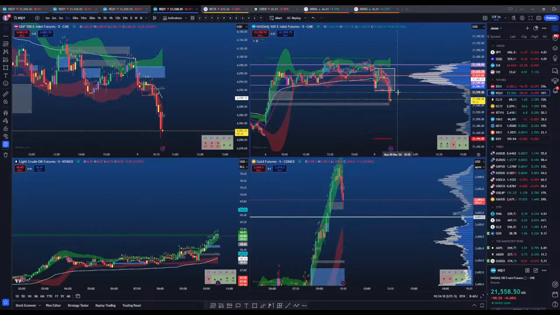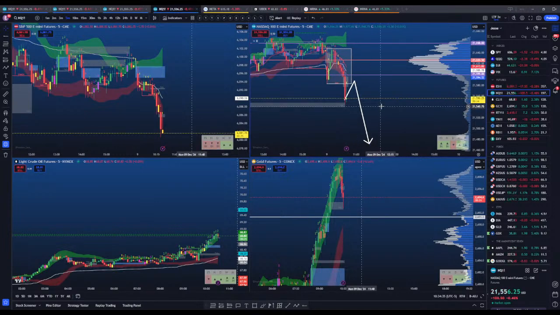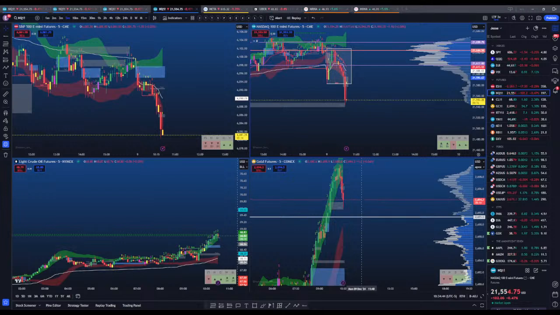But to be honest, I'm looking for it to come back into this 5-minute fair value gap that it's currently forming, reject, and then take a short out of it. So something like this. That would be the ideal scenario. Or even just a 2-1-2 down on the 5. It gives you confidence or lack of confidence, depending on what it does.